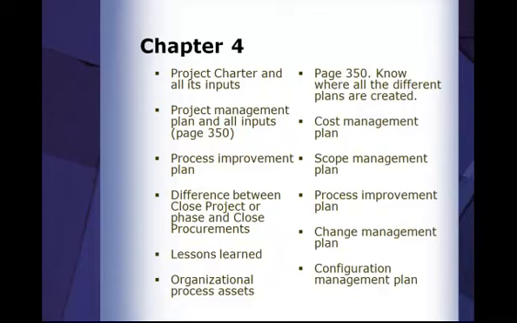Alright? Page 350 again. Know where all of those plans are created. Cost management plan, scope management plan. Going back here, process improvement plan, change management plan, configuration management plan. If you come across any plan on page 350, you've got no idea what it is, you definitely need to look into that in chapter 4 or wherever it is created. Know where all the subsidiary plans are created in the PMBOK guide. That is so important.